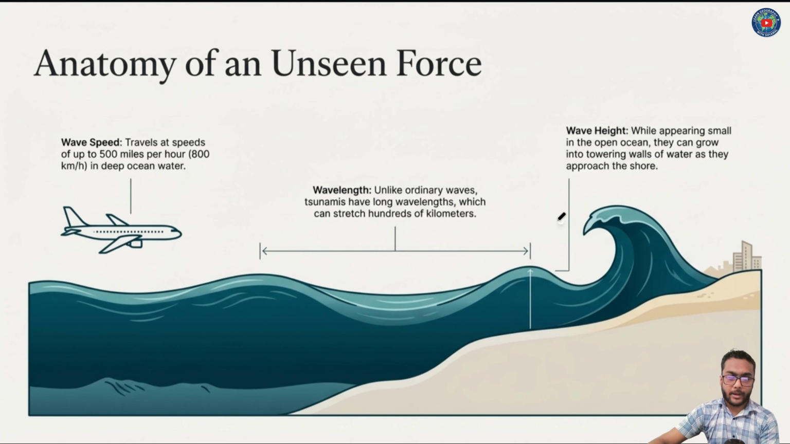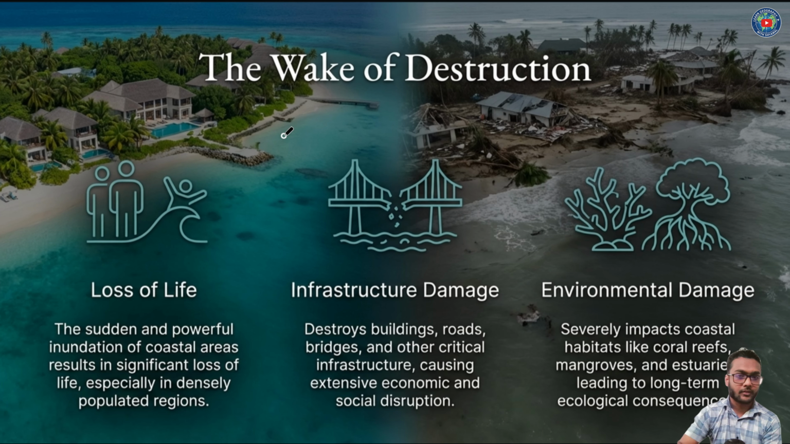Now, the mechanisms of a tsunami. Wave speed: it travels at speeds of up to 500 miles per hour, that is 800 km per hour, in deep ocean water. Wavelength: unlike ordinary waves, tsunamis have long wavelengths which can stretch hundreds of kilometers. And wave height: while appearing small in the open ocean, they can grow into towering walls of water as they approach the shore. These are the mechanisms of tsunamis.